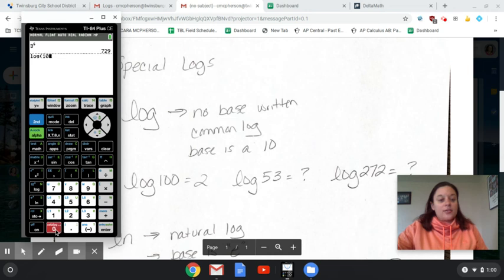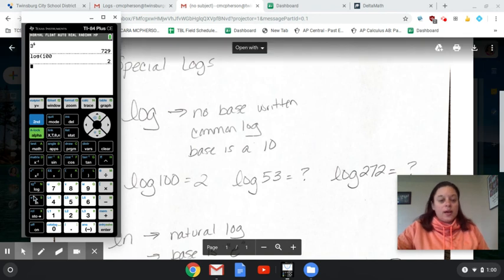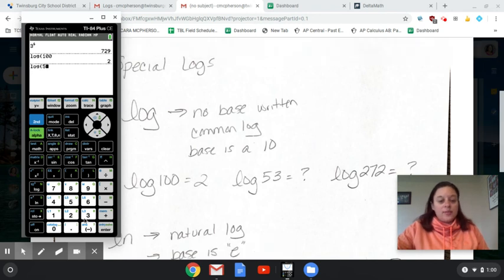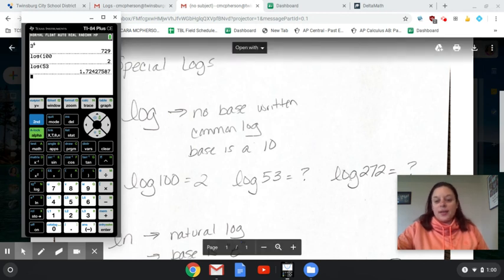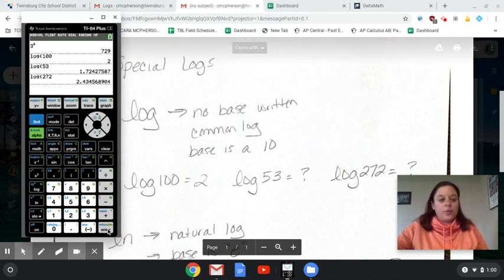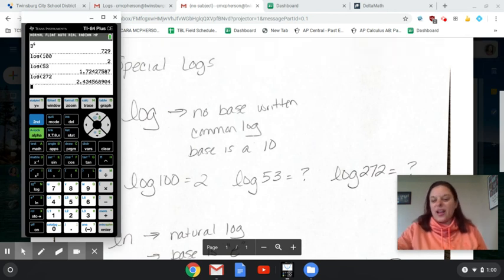Same thing with the next one, the log of 53. That is not something you would know in your head. You just type in log of 53 and it'll give you the answer. Same thing here, log of 272, and you get 2.43 and so on. You get a lot of decimals for these if they're ones that don't work out real nice. So that's called common log. And so if you see a log and you don't see a base number, it is just understood to be base 10, which is the easiest base to work with.